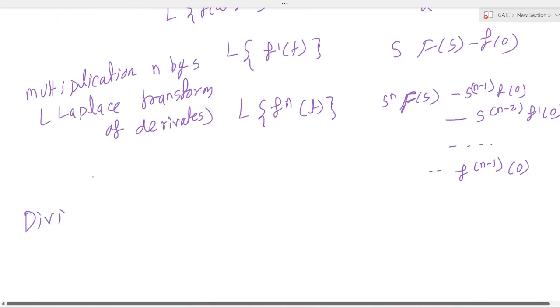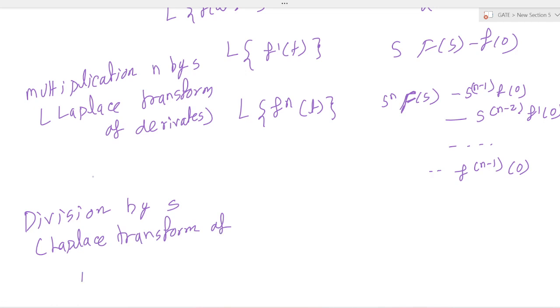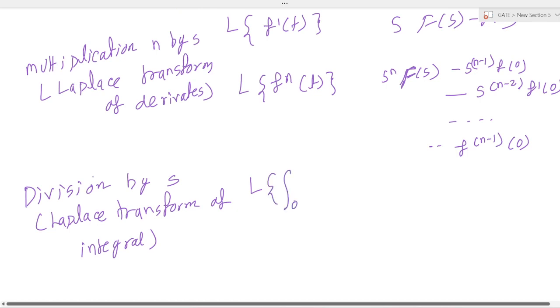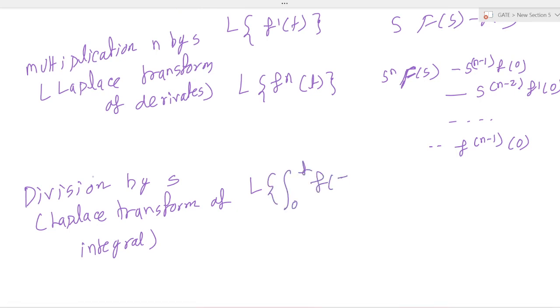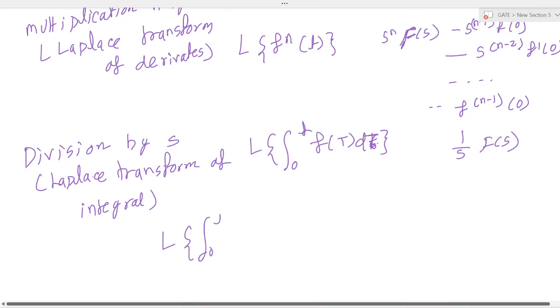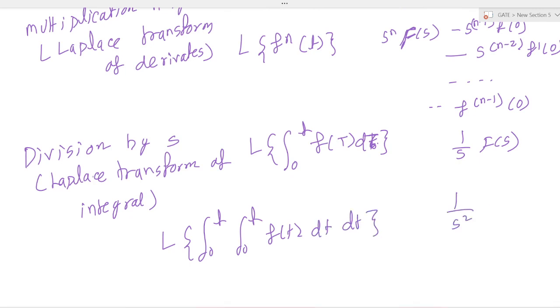Next topic, division by s, Laplace transform of an integral. L{integral from 0 to t of f(t) dt} is equal to 1 by s F(s). Next, L{double integral from 0 to t of f(t) dt dt} is equal to 1 by s squared F(s).